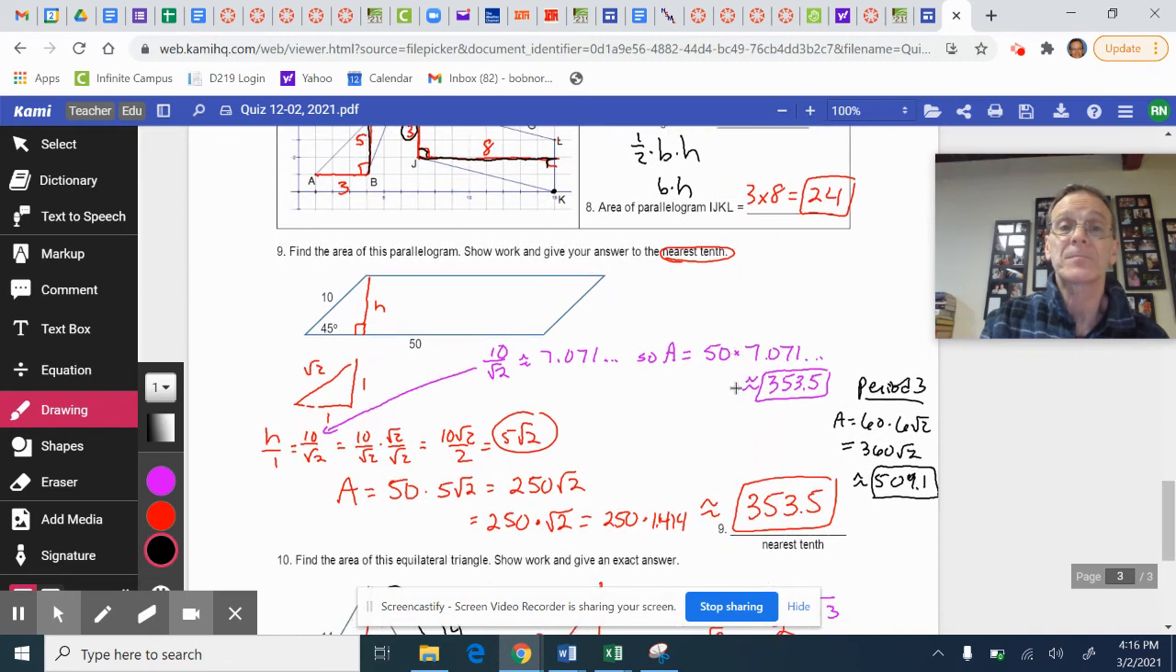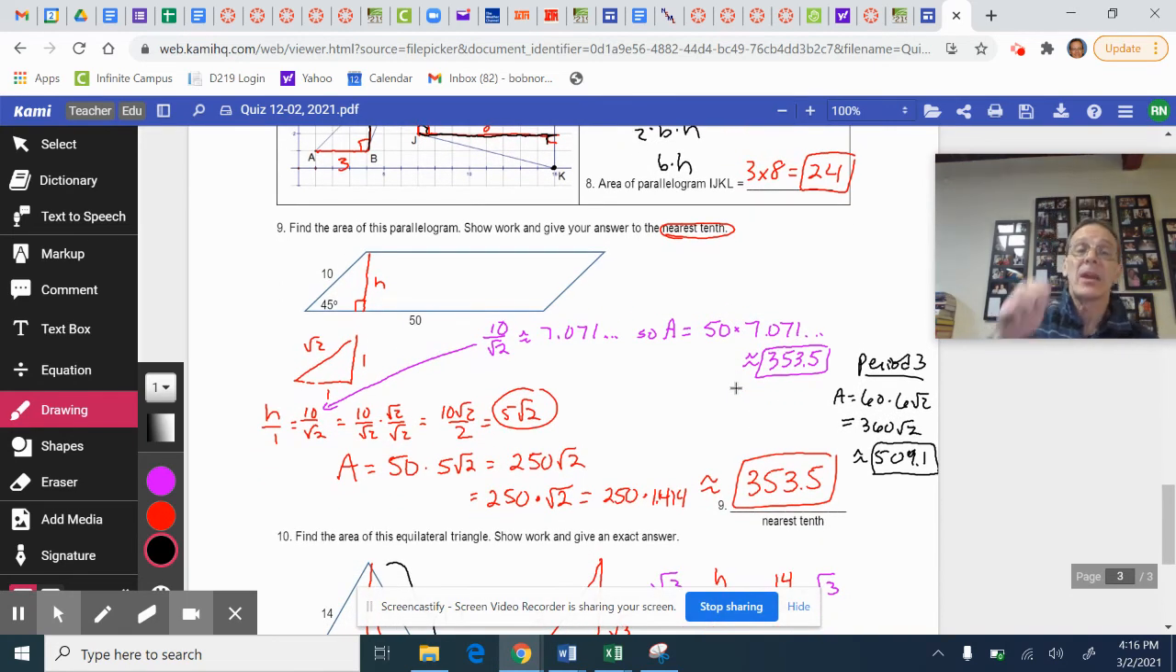Number 9, it's a parallelogram. And the area of a parallelogram is the base times the height. The height is not 10. Most of you did realize that, but some of you didn't. The height really needs to be drawn in here, and then you need to use your 45-45-90 right triangle knowledge to solve for the height. So here's the height. It's 10 divided by radical 2.